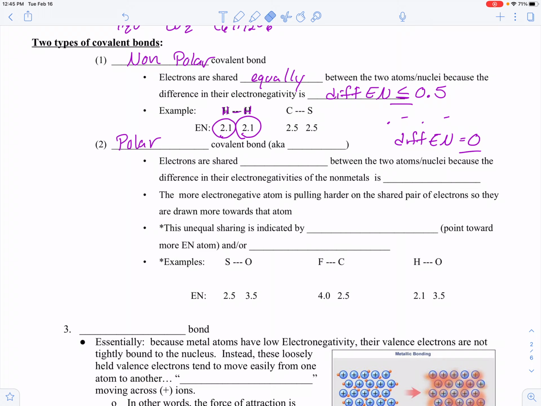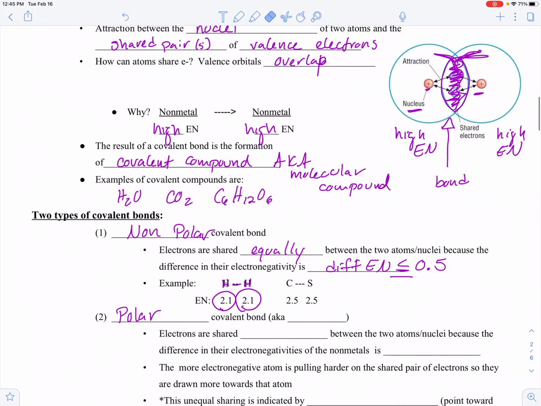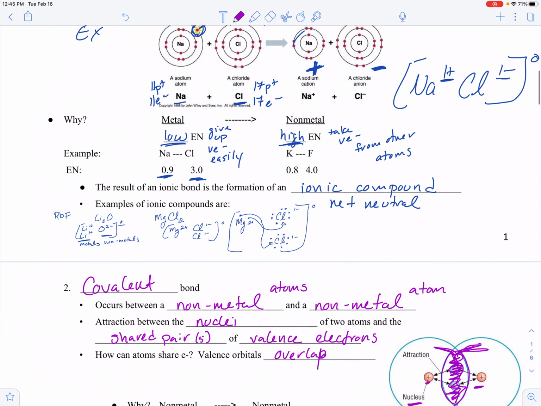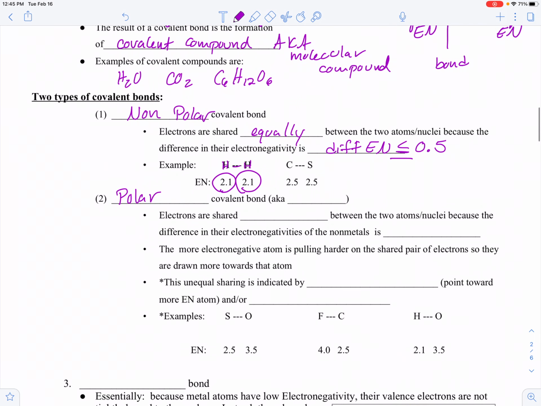I'll do one more example. So we've got carbon and sulfur. So again, I'm going to look at my electronegativity chart. I can see up here that carbon is 2.5 and sulfur is also 2.5. So when I come down here, I can see that their difference, 2.5 minus 2.5, is 0. So again, their difference in electronegativity is less than 0.5. So that means that they are sharing the electrons equally, which means that this is a nonpolar bond.